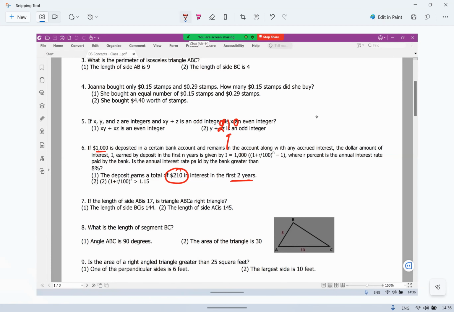N is given as 2 years to you. You will get the value of R for sure. You don't have to solve this question for sure. Absolutely no. If you're trying to solve, it's a disaster that you're committing. You will get the value of R.